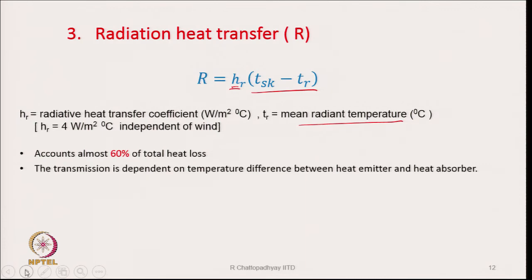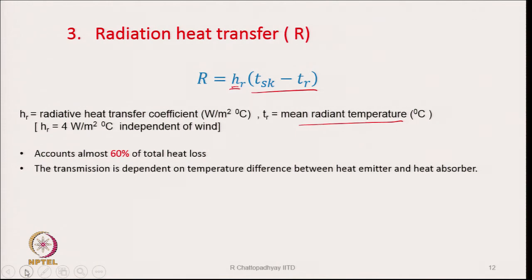It is not the air temperature, but it is the mean radiant temperature. What does it mean? We will learn in some other slide what is mean radiant temperature. Now, this is important. Almost 60% of the total heat is lost through this mode, radiation mode. So, convection and conduction modes are not that efficient as the radiation mode of heat transfer is.